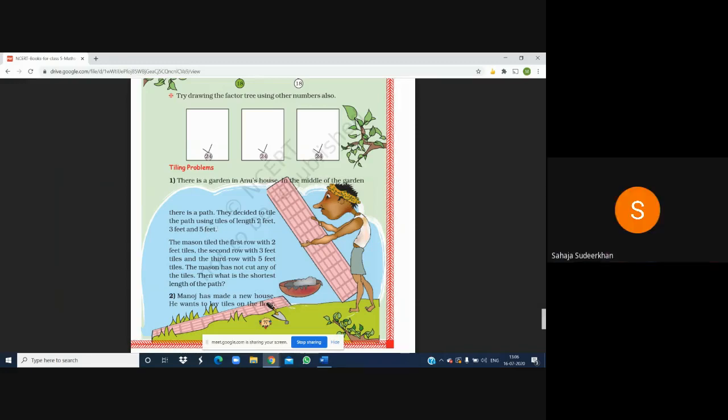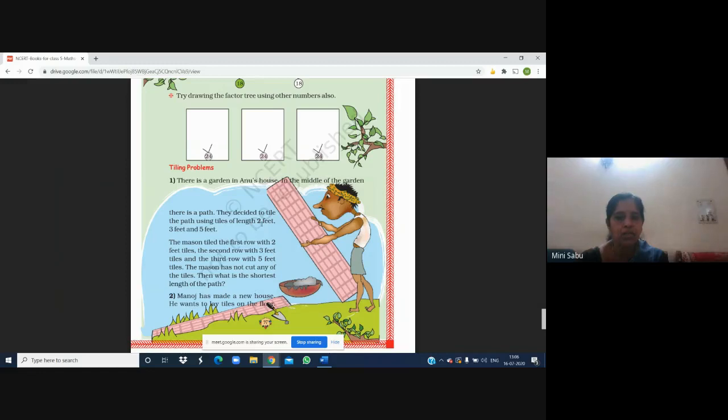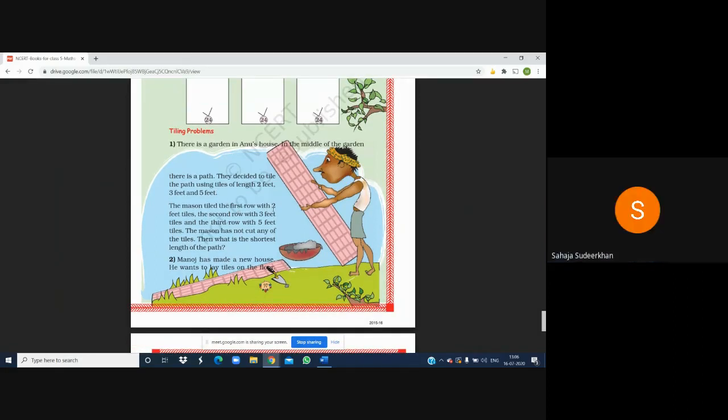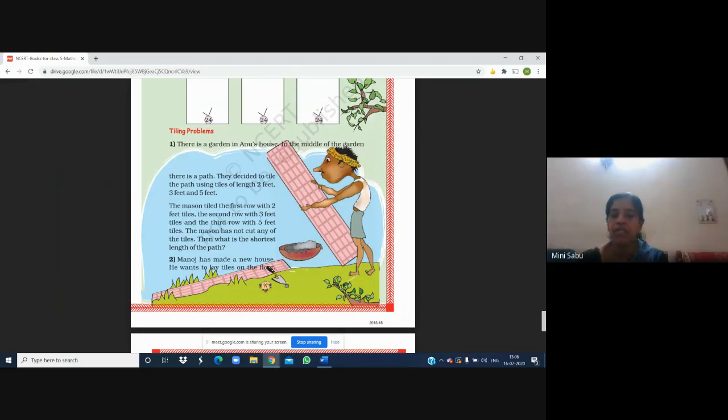Then what are the lengths? Some tiles are of 2 feet, some tiles are of 3 feet and some tiles are of 5 feet. The mason tiled the first row with 2 feet tiles, second row with 3 feet tiles, and third row with 5 feet tiles. The mason has not cut any of the tiles. Then what is the shortest length of the path? So this word shortest length itself gives you an indication that you have to find out the LCM of 2, 3, and 5. Okay, got it? In class 6, you have this lesson in detail.